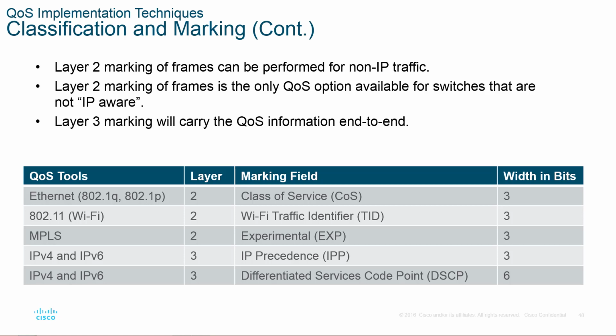So layer 2 markings of the frames can be performed for non-IP traffic. Layer 2 marking of the frames is the only QoS option available for switches that are not IP aware. And layer 3 marking will carry the QoS information from end to end.